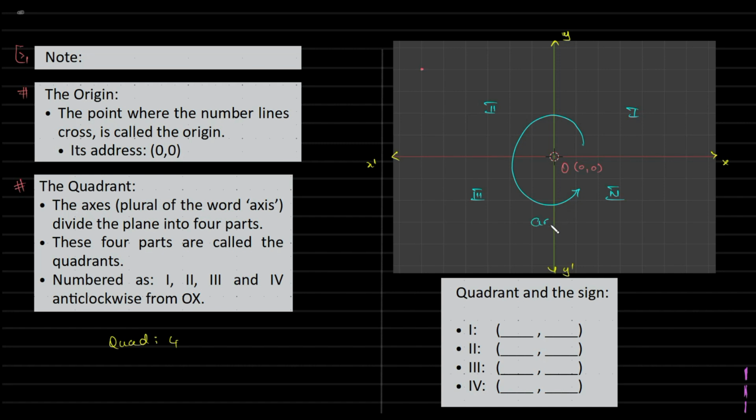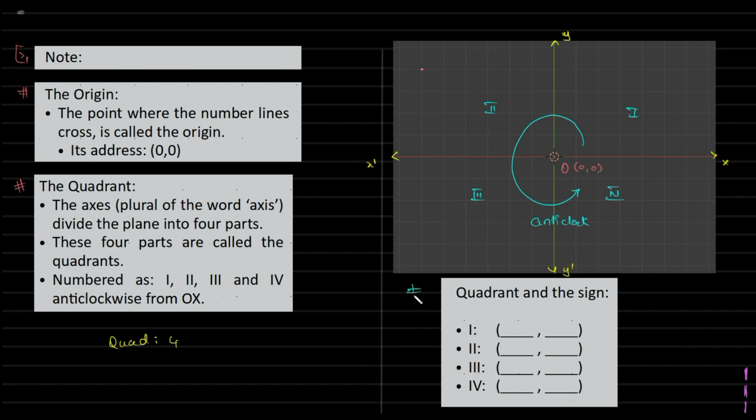So this is your anti-clockwise, right? And that's your origin. Okay, so around the origin things are happening. The space on the lines themselves are not part of any quadrant.